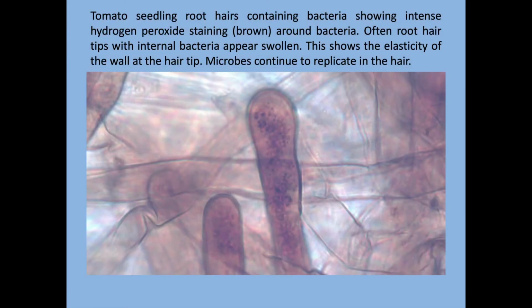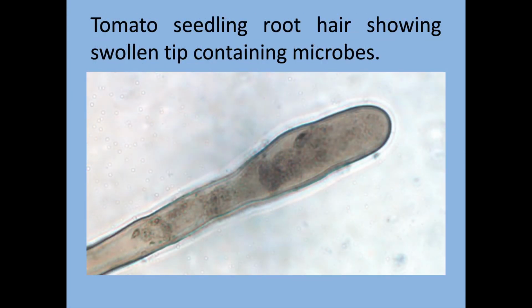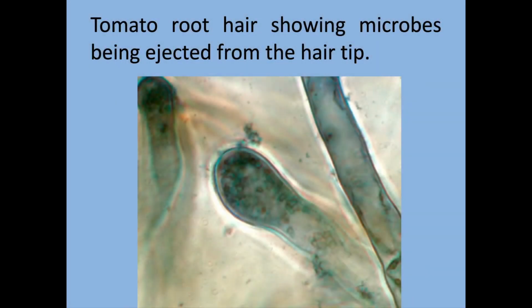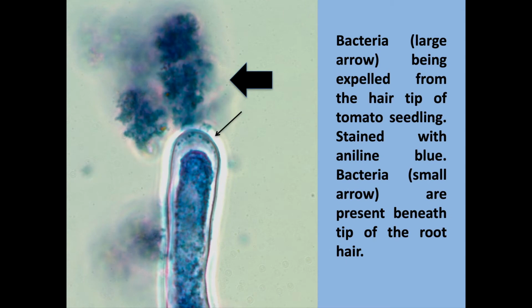And of course the wall here is very thin and elastic, and it's breaking, as we said, making little pores in it, expanding. This shows the tomato again. You can see how expanded it is with all these microbes in it. And there you see another one, and another one, with microbes there. Here you see the expulsion of protoplasts from the tip. You can see those protoplasts accumulating out there. This is tomato again, and you can see the microbes on the outside, and some almost being extruded there.